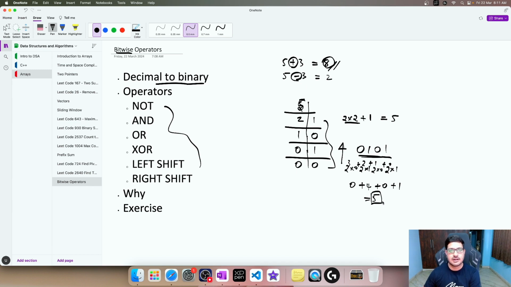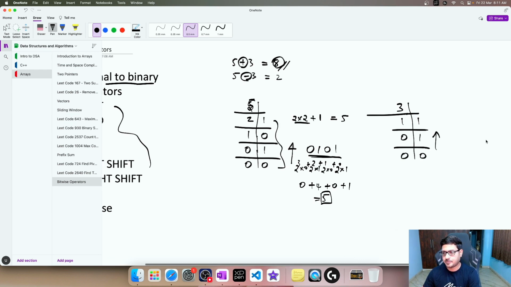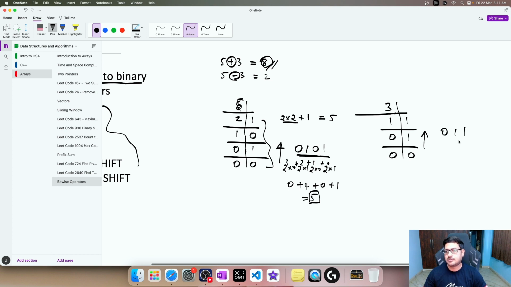Okay. Let's take one other example for better understanding. Let's take the number 3 and try to convert it into binary. We divide the number by 2 and we get 1 with a remainder of 1, and we move on. We do 1 by 2, which gives 0 with a remainder of 1, and then we divide 0 by 2, which gives us 0 with a remainder of 0, and then we go bottom up. So we get 0, 1, 1. This is the binary value of the number 3.